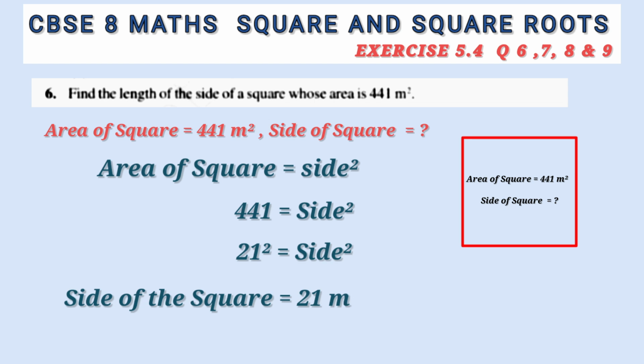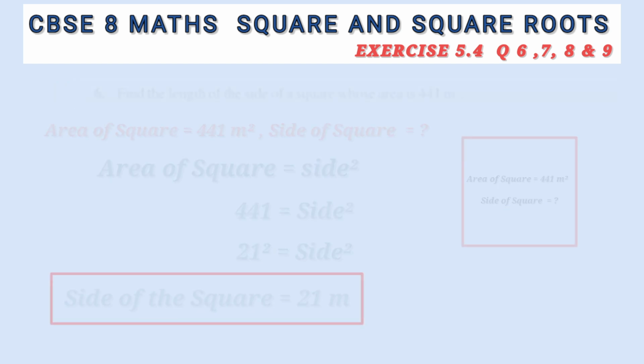One important thing to remember, many students make a mistake in this step. They start squaring 441. We don't have to square 441, we have to see whose square it is. Next step, we have squares on both sides. We have 21 square equals side square. When you take the square root of these two, squares will be removed. We will have side equals 21 meter.